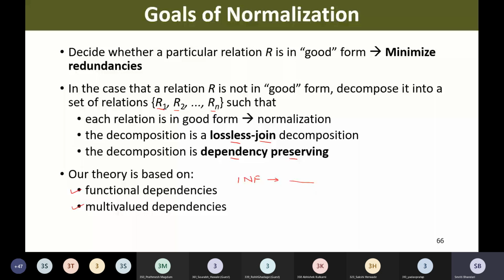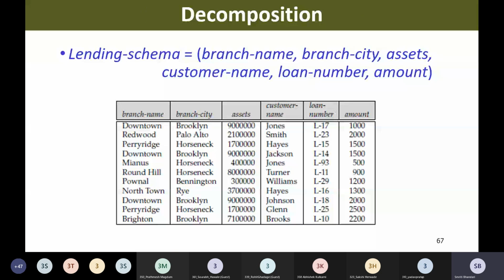So let us assume now that we have this relation schema, lending schema, with 6 attributes. This schema belongs to the banking domain. So let us assume that we are working with some banking database application. We have a schema, lending schema, here with 6 attributes. What are those 6 attributes? We have branch name, branch city, assets, customer name, loan number and amount.